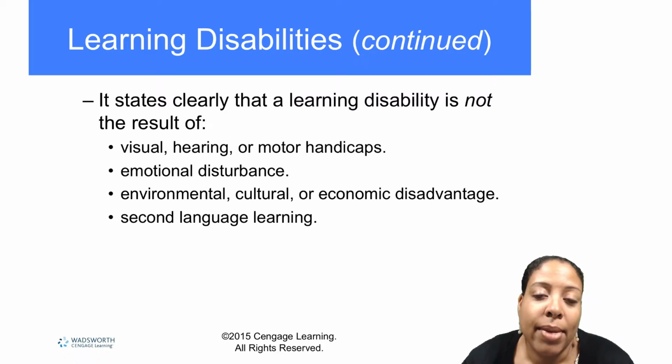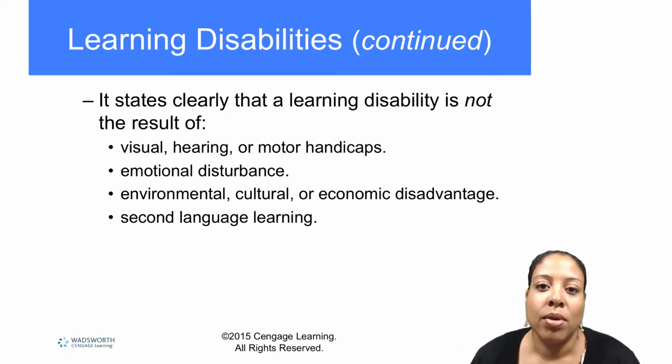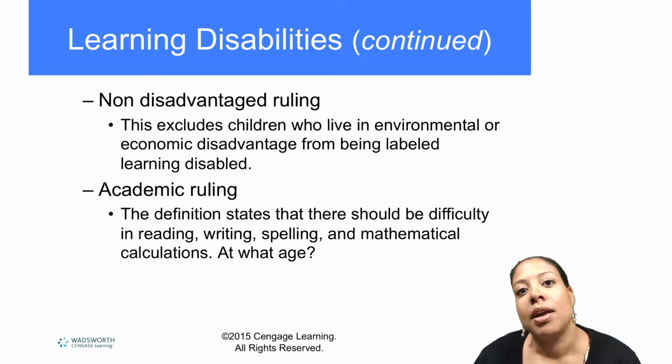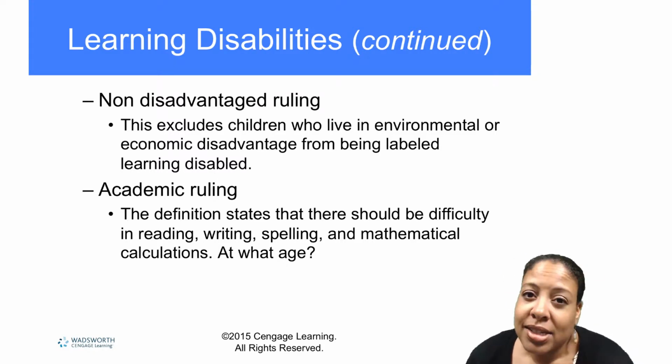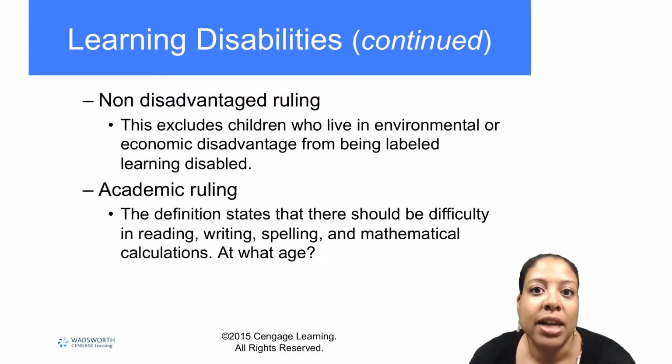Education is trying to combat that by having these kind of preemptive regulations or guidelines in place to make sure that that happens at a lower rate. And that is tied to this next idea, which is the non-disadvantage ruling. This is interesting. This excludes children who live in environmental or economic disadvantage from being labeled learning disabled.